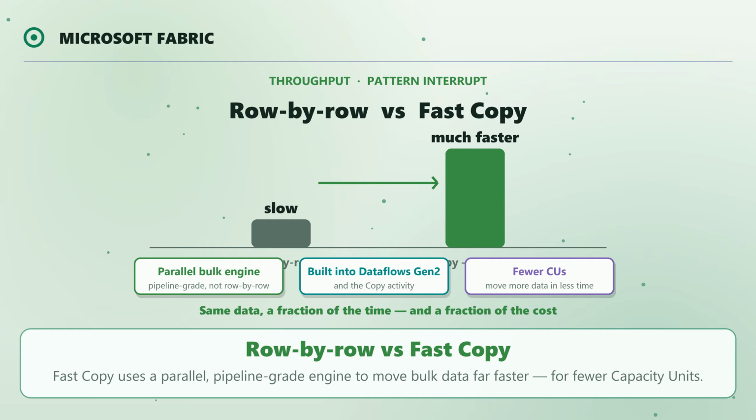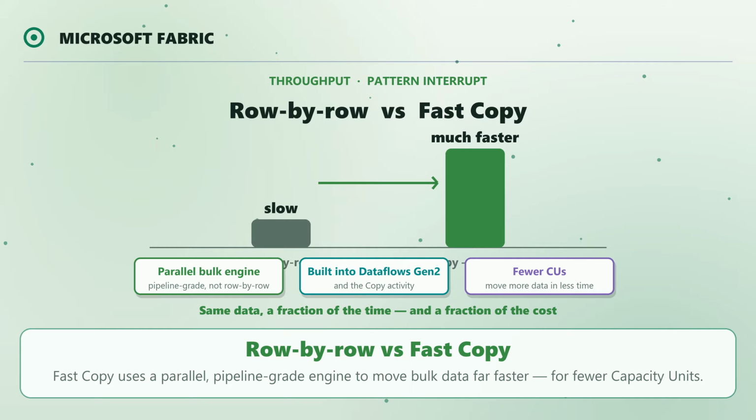It uses a parallel, pipeline-grade engine that moves bulk data in many streams at once. So instead of a thin trickle, you get a wide, fast pipe. The difference on a big source isn't a few percent. It's the difference between a load that finishes in minutes and one that runs for hours and eats your whole refresh window. And the best part is that fast copy isn't a separate product you have to wire up or license. It's built right into Dataflows Gen2, and the same bulk engine powers the copy activity.